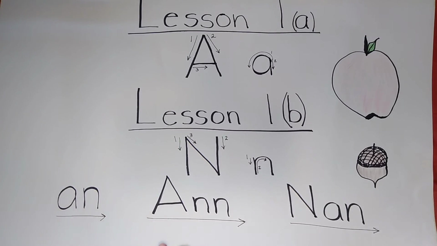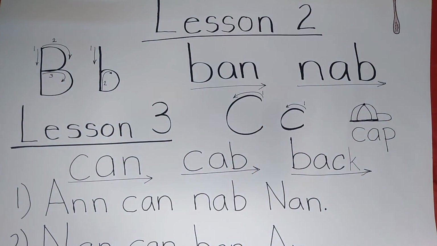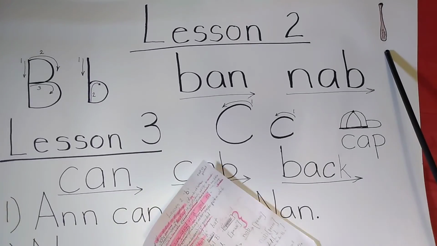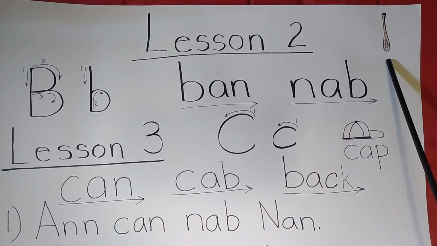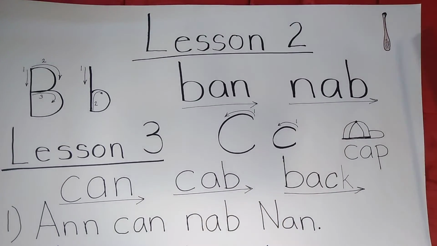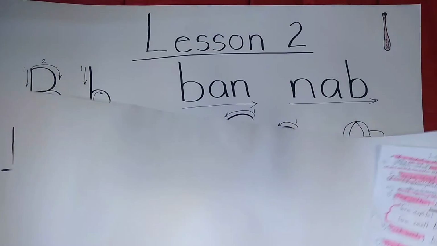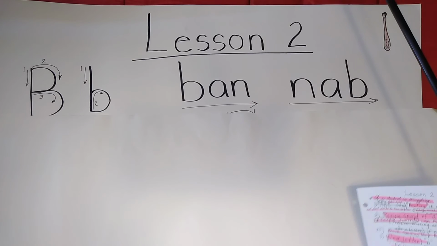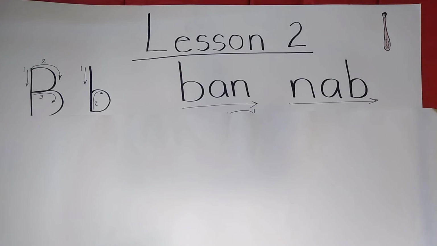And now we're going into our new lesson, lesson B, which is B. And hopefully you can tell that this is a bat. I got rid of my cover a little too quickly and showed you what lesson 3 was going to be. Getting ahead of myself. Okay, so we've got bat.